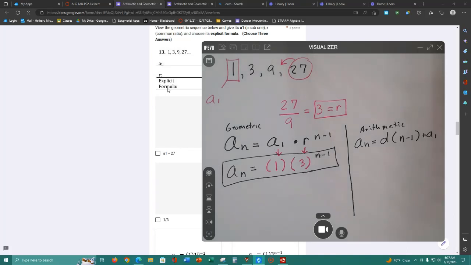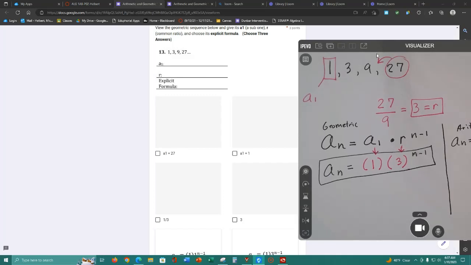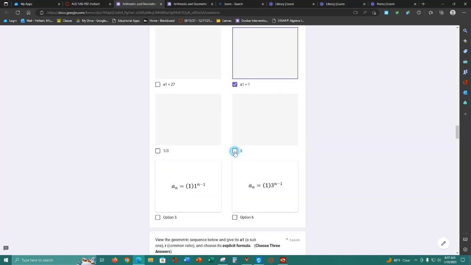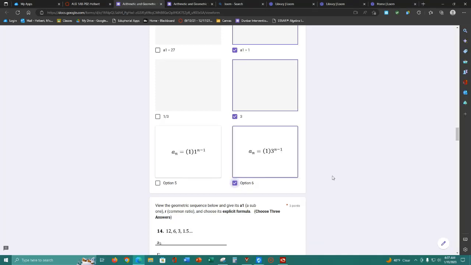A sub 1 is 1. So let's go ahead and start putting these in and selecting them. So I'm going to scoot this over. My a sub 1 is 1, so I'm going to click right there on 1. Okay, and then my common ratio was 3. So for the common ratio, I'm going to pick 3. And then the last thing I'm going to pick is my formula. Notice I have my a sub 1 first and then the ratio. So this one would be this second option, option 6 over here. So notice I have parenthesis 1 times 3 to the power of n minus 1. And now you know how to solve these types of problems.